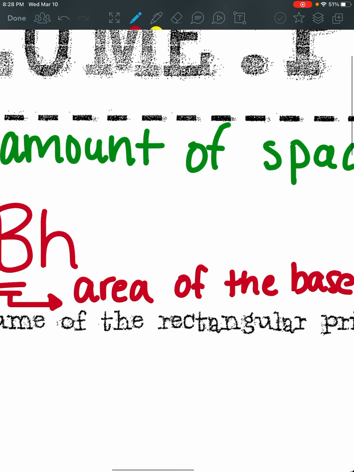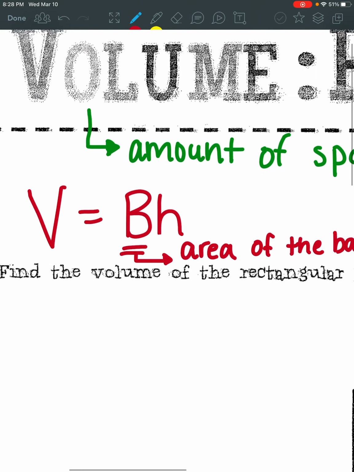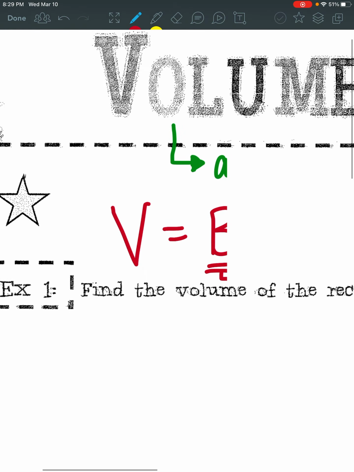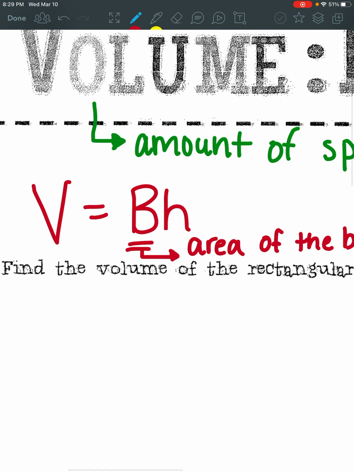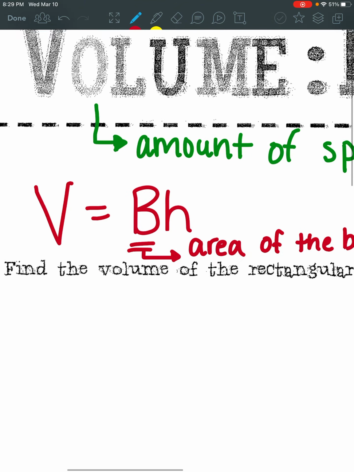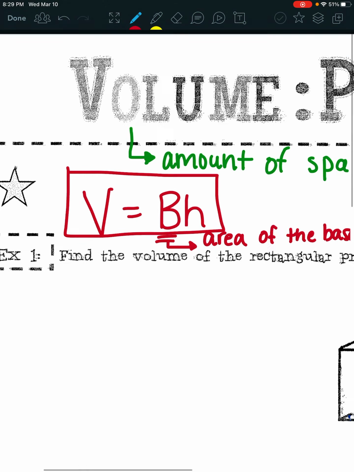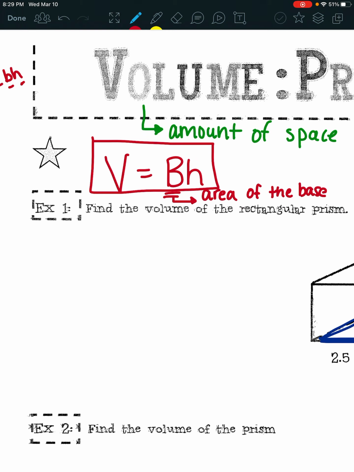So if the base is a rectangle, we do length times width, find the area of the rectangle, and then multiply by the height of the prism. If the base shape was a triangle, like I showed you up here, we'd find 1/2 times base times height of the triangle. So find the area of the base and then multiply by the height of the prism. So volume is capital B times H. And then we have to remember that that capital B changes.